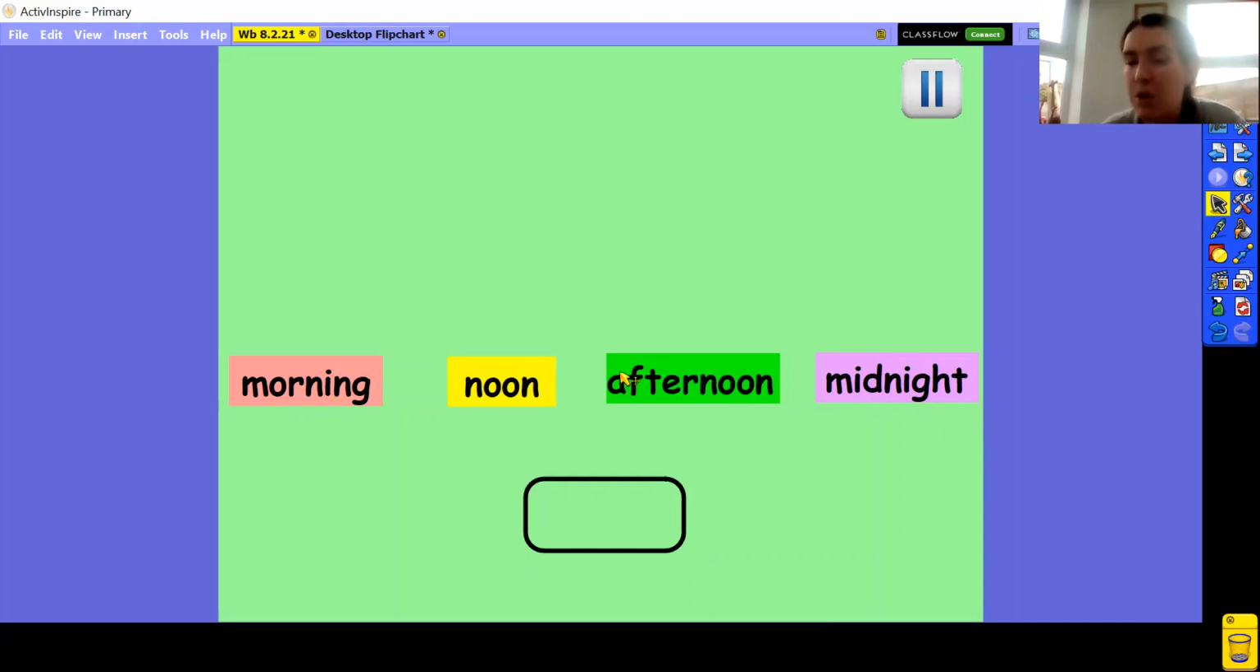So morning and afternoon both refer to several hours. Whereas noon and midnight both talk about a particular 12 o'clock. So 12 o'clock in daylight hours is noon, and 12 o'clock in the night is midnight. You'll also come across the terms AM and PM. And some people refer to AM as being the morning and PM is the afternoon and the evening, but it's a little bit more complicated than that.